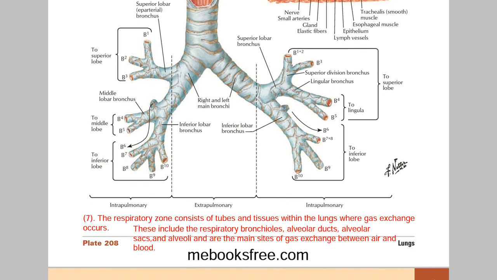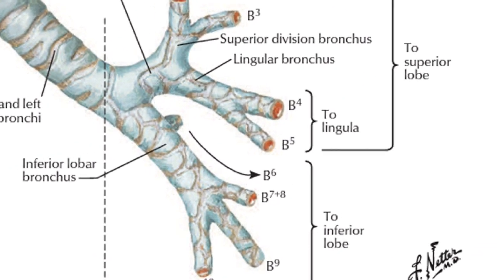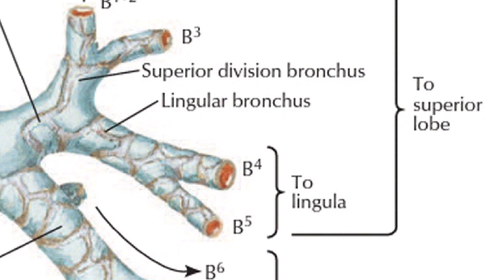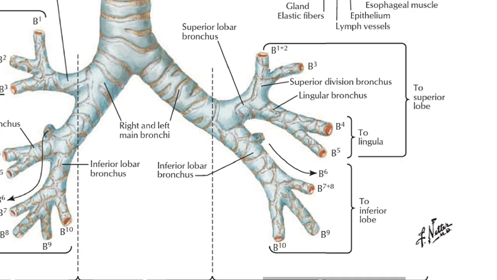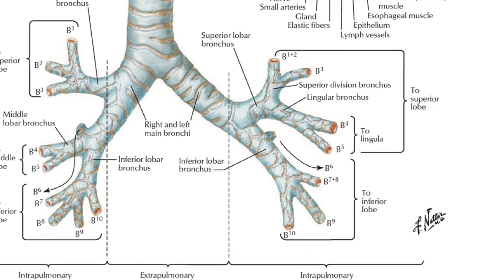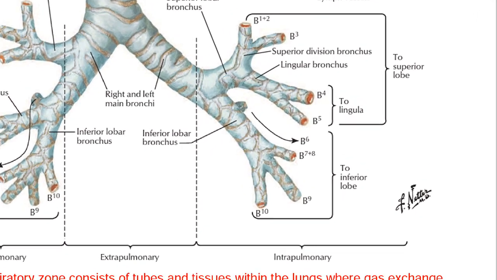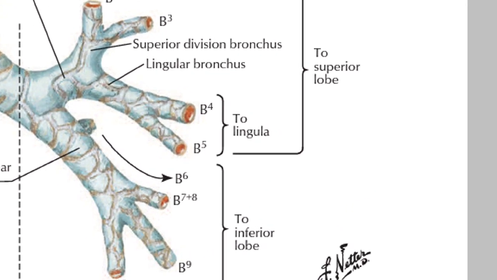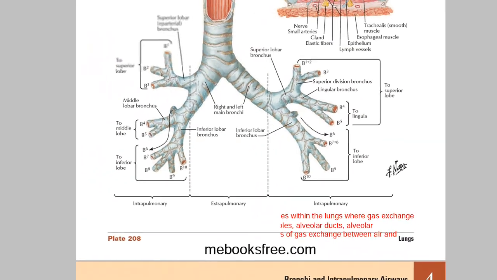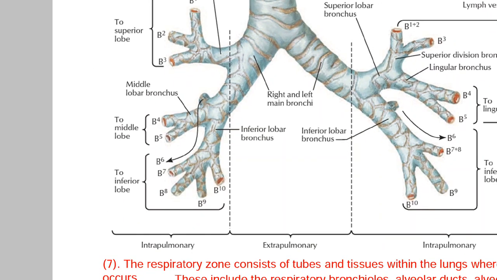And here, all these branches, for example the lingual bronchus and superior division bronchus, and the numberings are given B1, B2, B3, B4, B5. So all these branches are intrapulmonary. That means these branches are present inside the lung, and these branches are also present in the right lung.